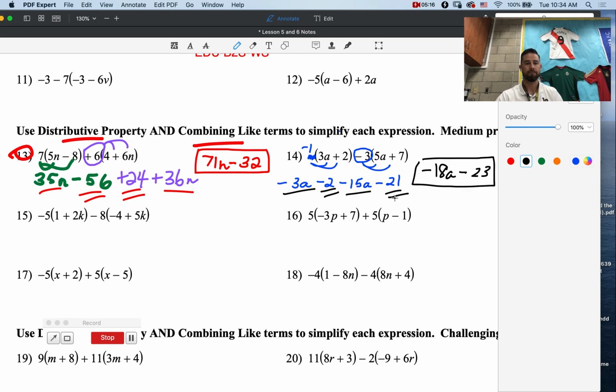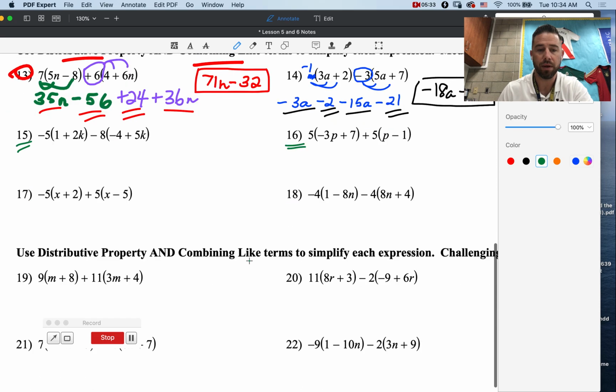What do you think? I think you're good. I think you should know what to do here. So what I want you to do right now is press pause, and I want you to complete number 15 and number 16 on your own. We'll come back, we'll go over 15, we'll go over 16, and then we'll come down here.